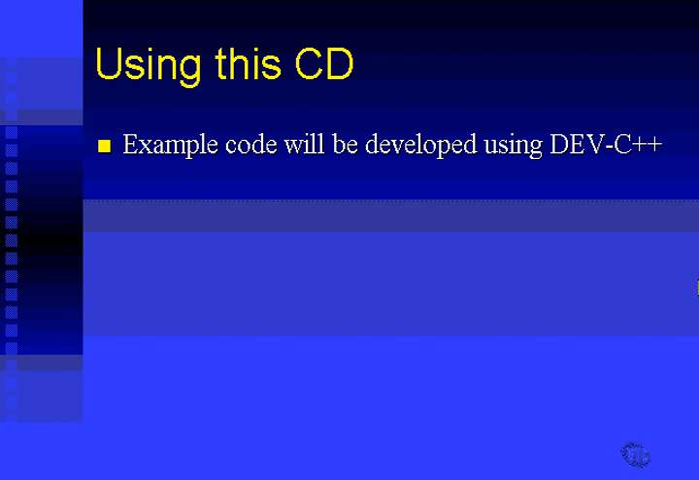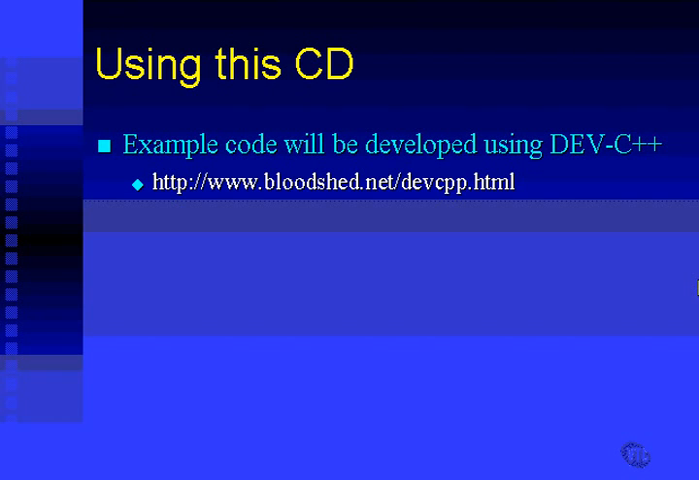This is actually not just a compiler, it's an integrated development environment, an IDE, as we described from the last section. It is actually an editor, a compiler, and even a debugger. It's freely downloadable from the internet. You can find it at the following website, www.bloodshed.net/devcpp.html. It is a Windows program.